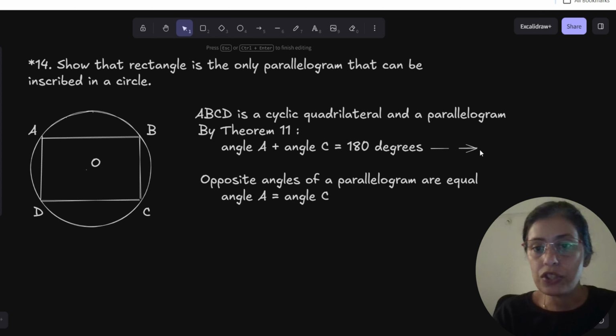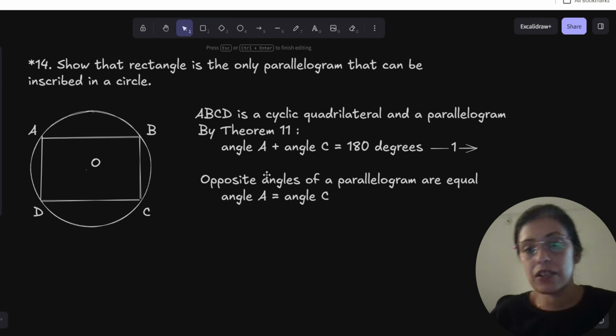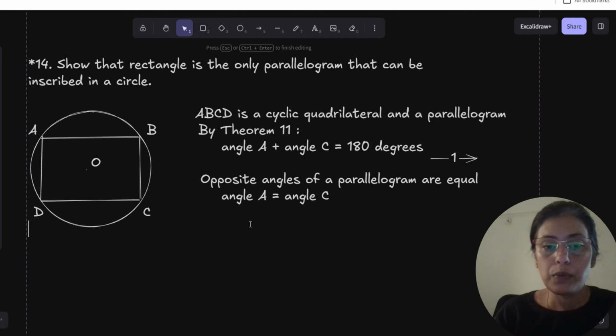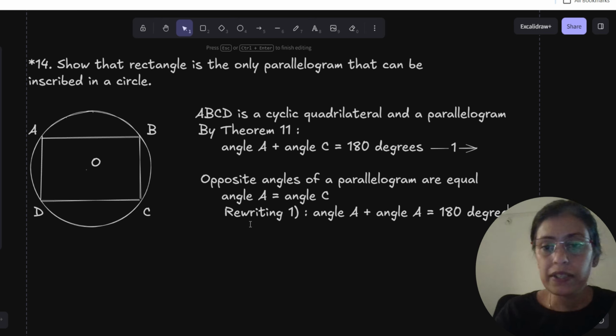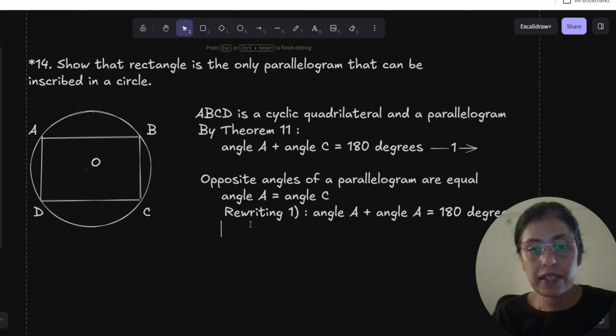Okay, I'll write it down. Okay, so we can say that rewriting 1, angle A plus angle A is equal to 180 degrees because angle A is equal to angle C. So we have replaced angle C with angle A.